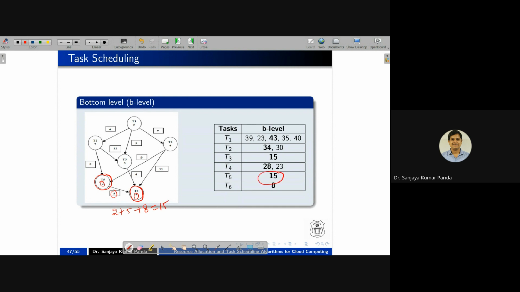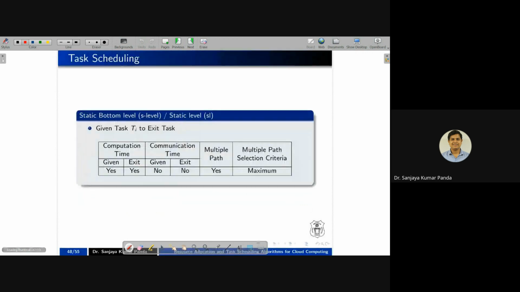Similarly, you can calculate the B level of the other tasks and assign the task with the maximum B level. So who has the maximum B level? T1 has the maximum B level. So T1 is assigned first, followed by T2, followed by T4, then T3 and T5 in any order, followed by T6.